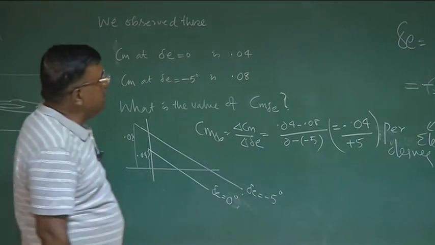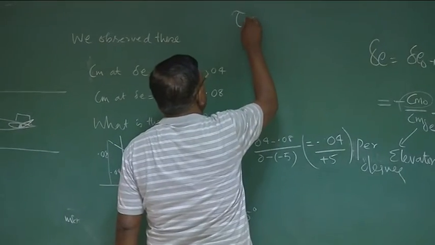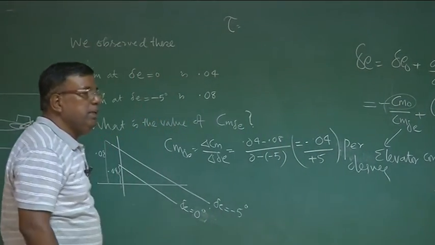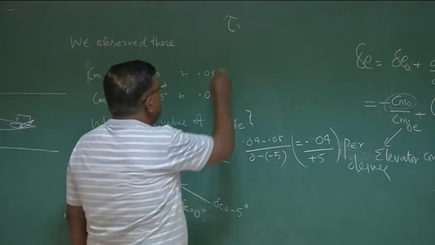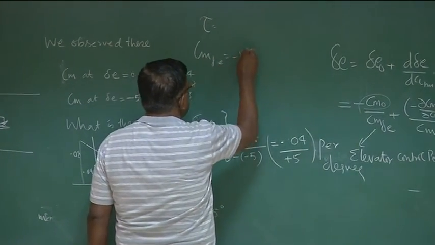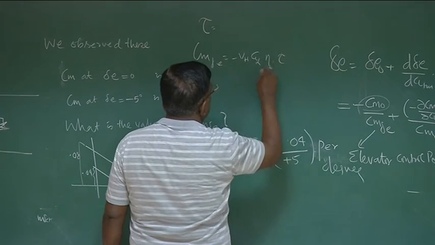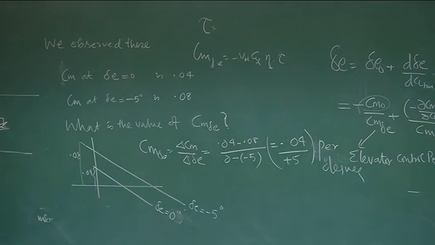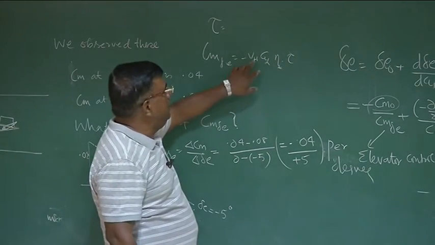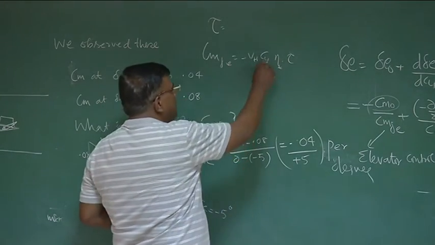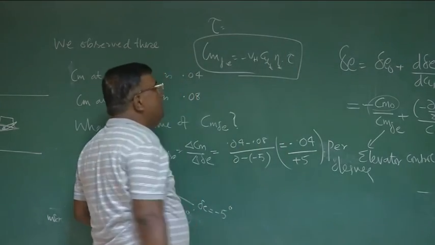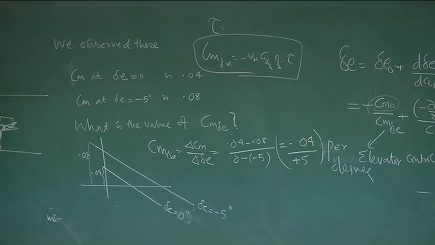Now, once I know Cm delta E, somebody asks you, what is the corresponding value of tau? Remember, tau is d alpha t by d delta E. You know, Cm delta E can be expressed as minus Vh Cl alpha t eta t into tau. Right? Please check the formula. So you have to only use this value here. If you know the tail volume ratio, if you know the Cl alpha of the tail, you can manipulate this relationship to find out the value of tau given other things. So this is the way you can go on calculating one information based on the other information. But you have to move around this relationship only.